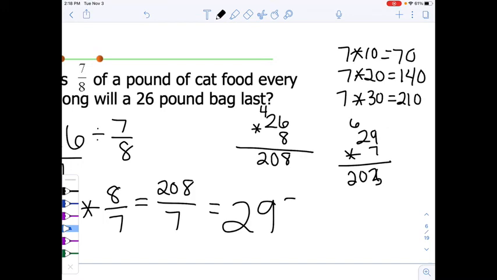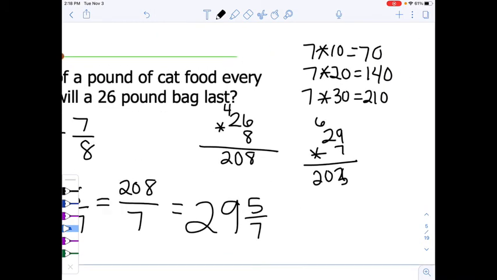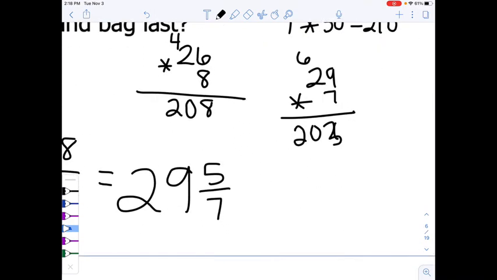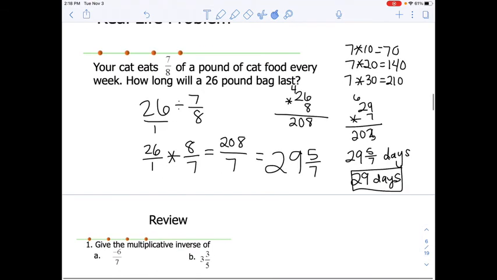So to get from 203 to 208, we have 5 left. So we have 5/7. So the question says, how long will it last? So it'll last 29 and 5/7 days. You could also, for this case, it'd probably just be 29 days because you don't want to short your cat on some food.